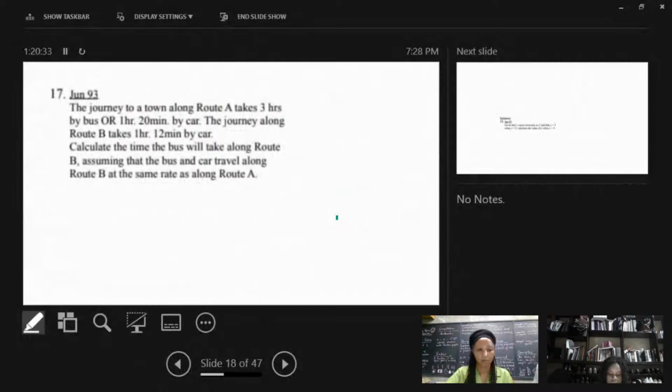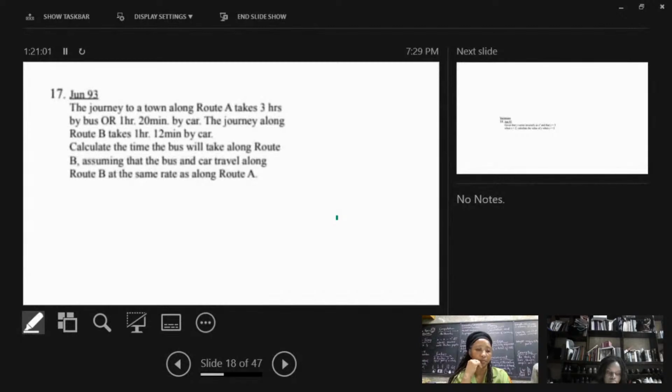By bus or 1 hour and 20 minutes by car. The journey along Route B takes 1 hour and 12 minutes by car. Calculate the time the bus will take along Route B, assuming that the bus and car travel along Route B at the same rate as along Route A.